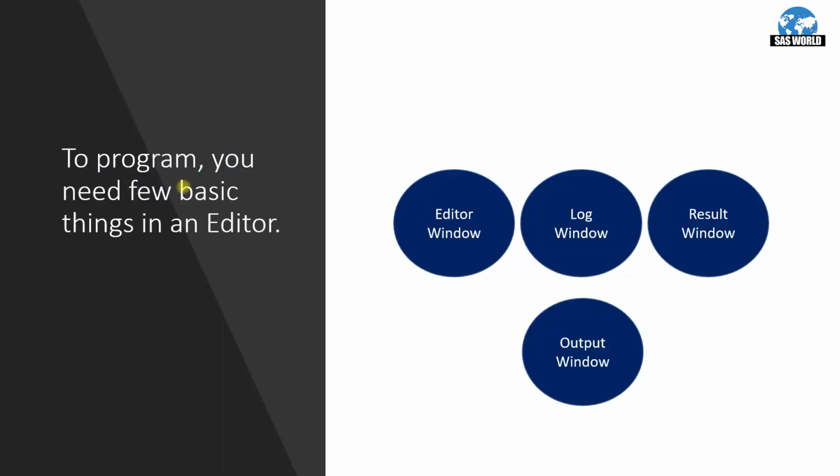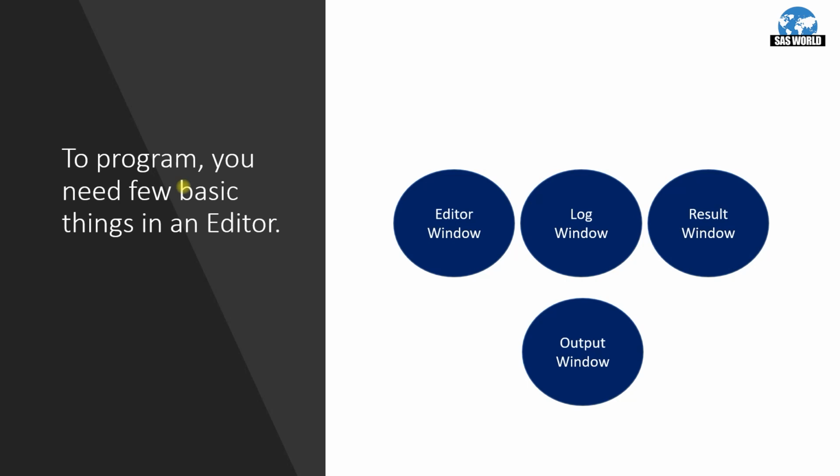Let's move on to the next slide. To program, you need a few basic things in an editor. For example, you need an editor window, log window, result window, and output window. These four windows are necessary, and SAS provides all four windows in all its tools. The editor window is where you will type your code. In the log window, when you execute your code, you will see the log and understand what is happening, so you can find errors, the reasons for the errors, or warnings.